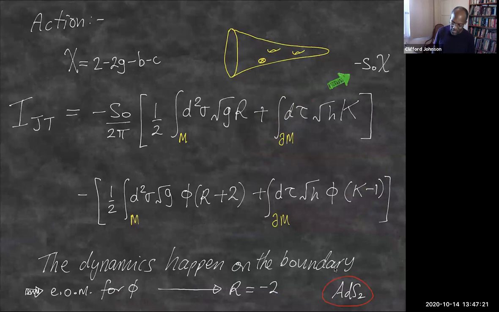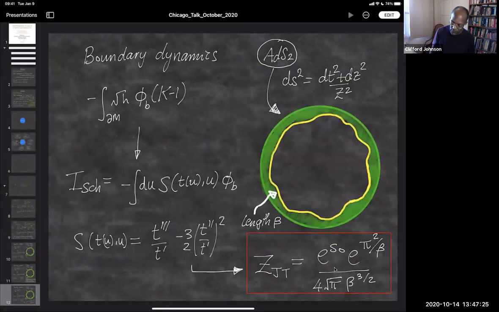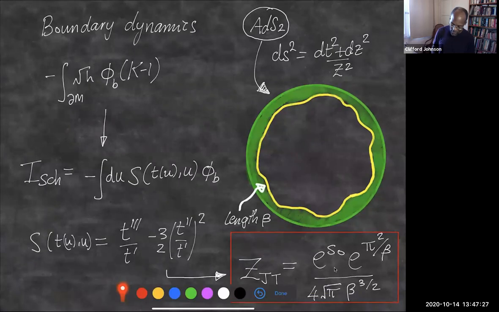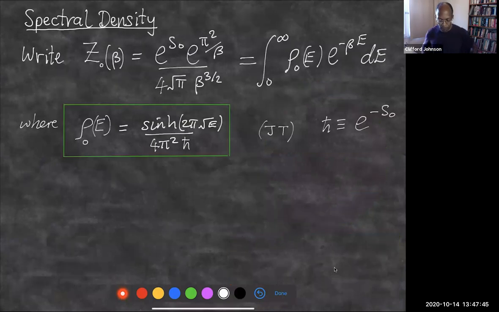The counting parameter that I will often use in what is to follow, I will rather suggestively, or rather cheekily you might say, define something called h bar, which will be e to the minus S naught. And so we're at order h bar to the minus one here; this is the disk. Okay.